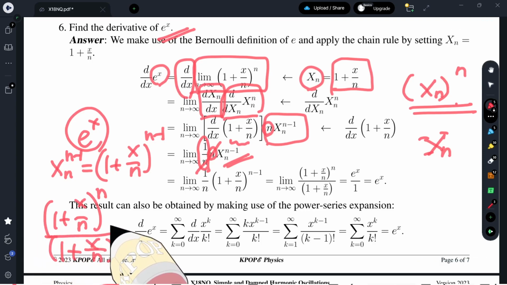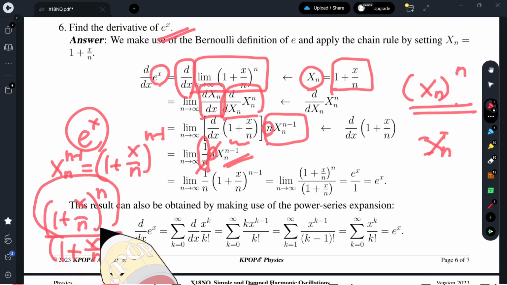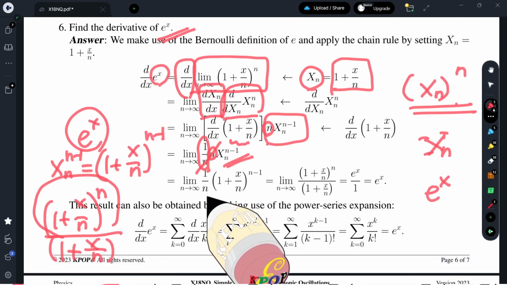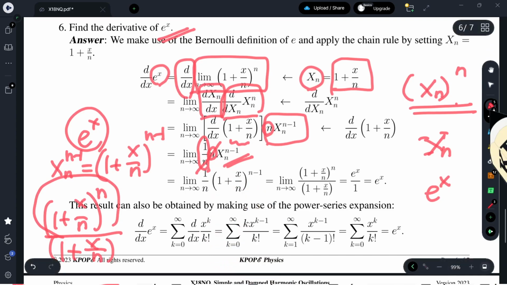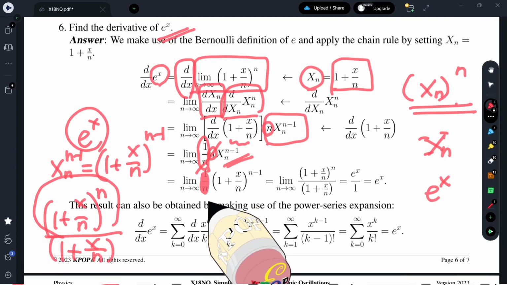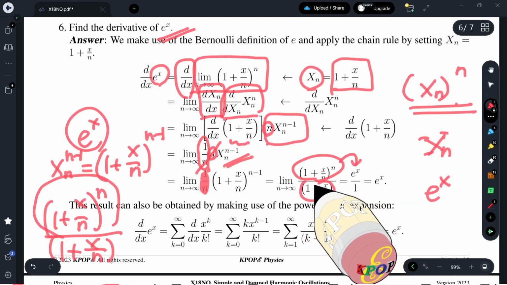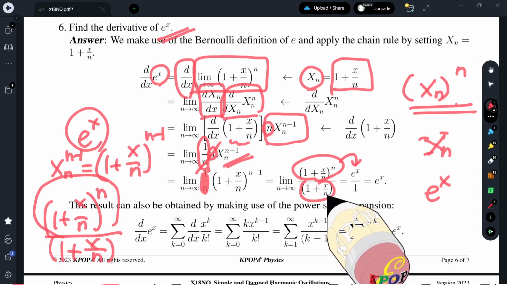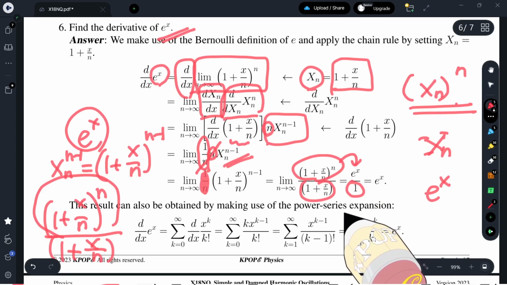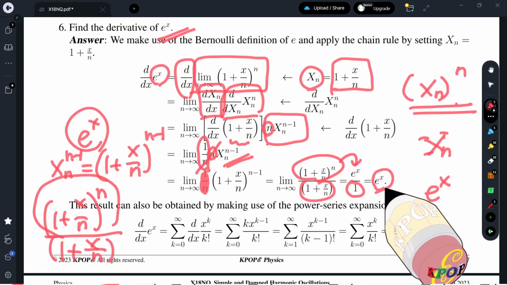In the limit as n goes to infinity, this one is nothing but the Euler number to the x power. So let's see, this one should be removed. All right, so this limit is this, and in the limit as n goes to infinity, the denominator collapses into unity. As a result, exponential x is obtained.